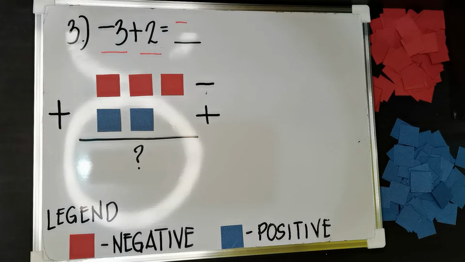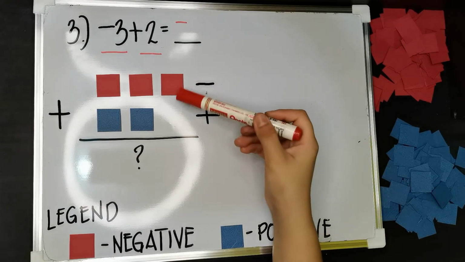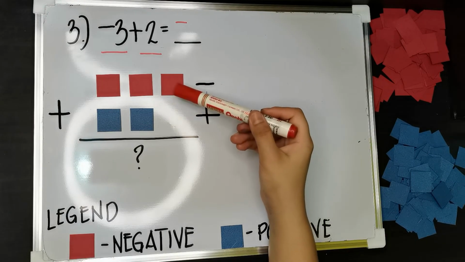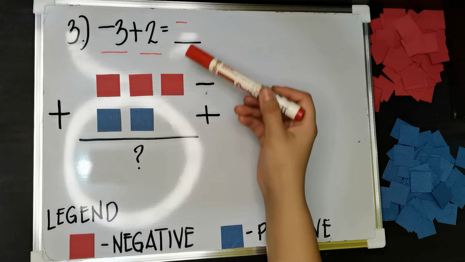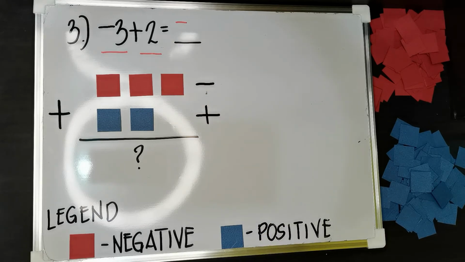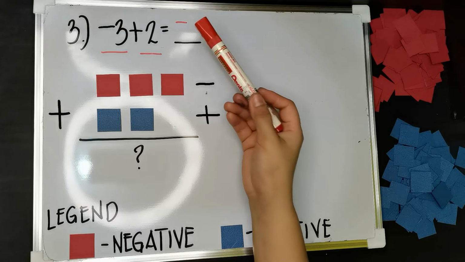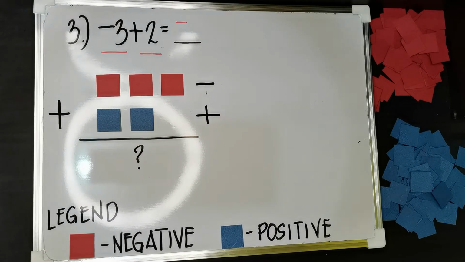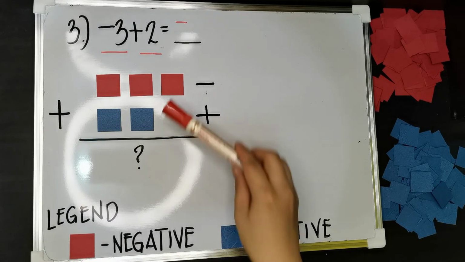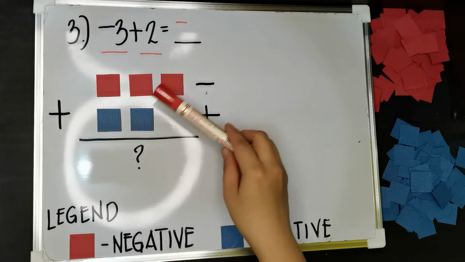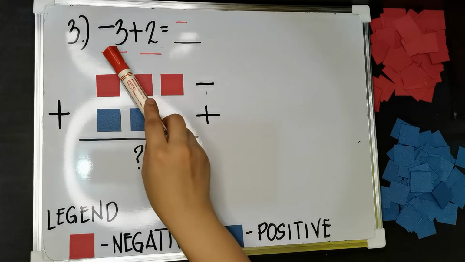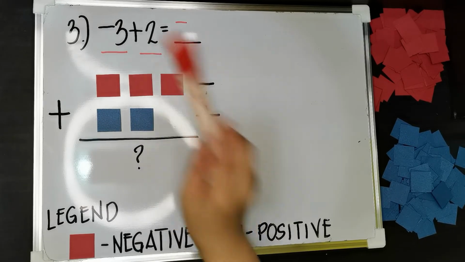Nakadepende ang sign sa kung sino ang mas marami. Okay? Mas marami si red. So, therefore, negative. Okay? Kung mas marami si blue, di positive ang sagot mo. That is how we add integers kapag magkaiba na yung color. Bakit nga nagkaiba ulit? Kasi magkaiba na sila ng sign.